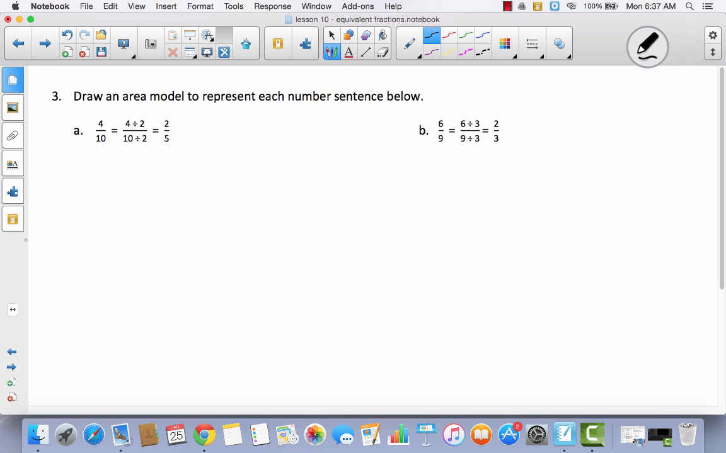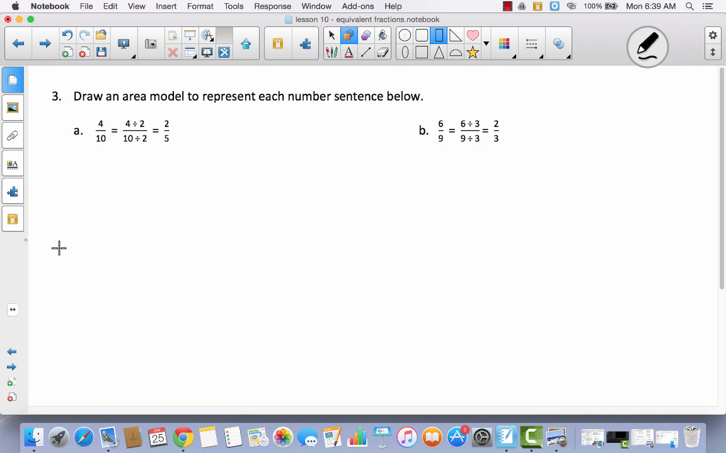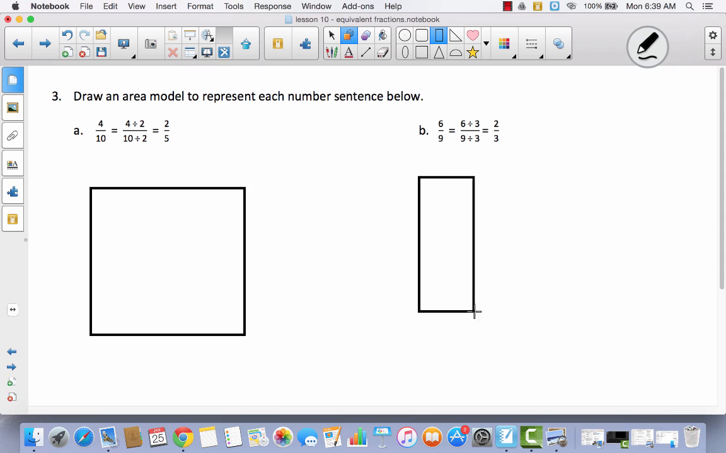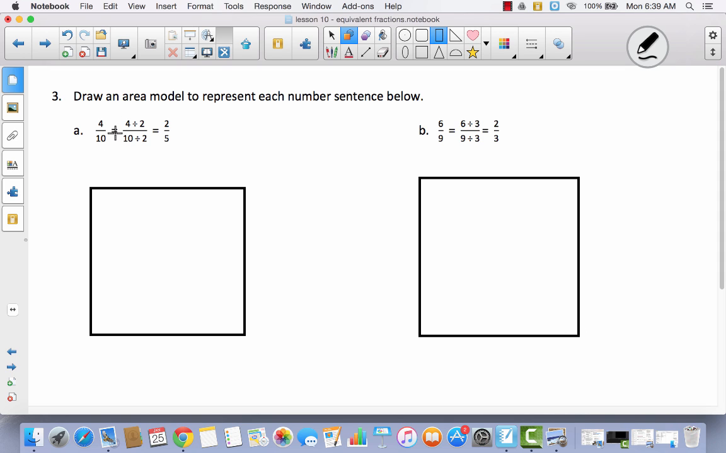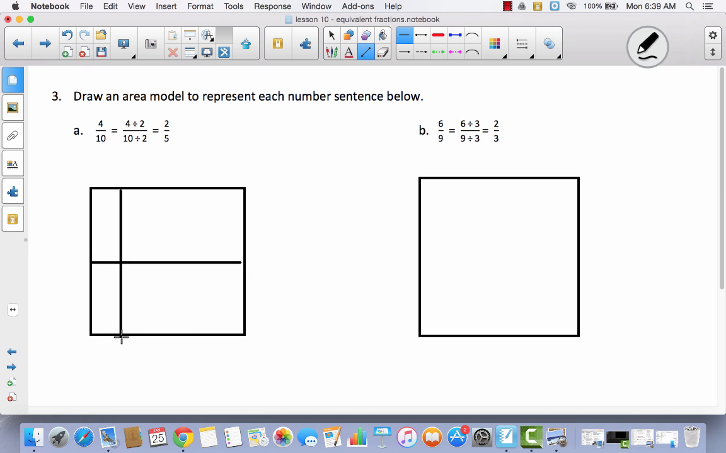All right, now we're going to draw an area model to represent each number sentence. So I'm going to cheat a little bit, and I'm going to use my shape tool here so that mine comes out nice and even. So I'm going to draw my area model. I'm going to go ahead and draw an area model over here too, so I already have that out. All right, so I'm going to make this into 4/10. So I'm going to divide this in half horizontally, and then I'm going to divide it vertically into 5 groups, which means I'm going to draw 4 lines.